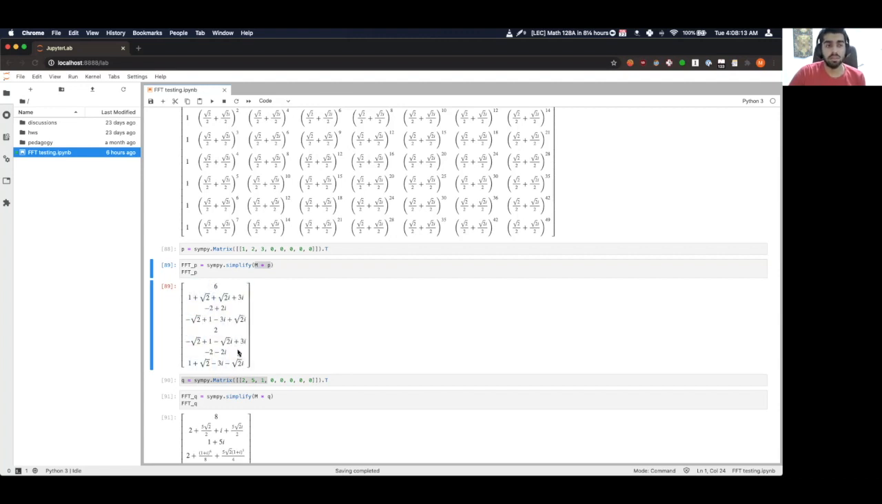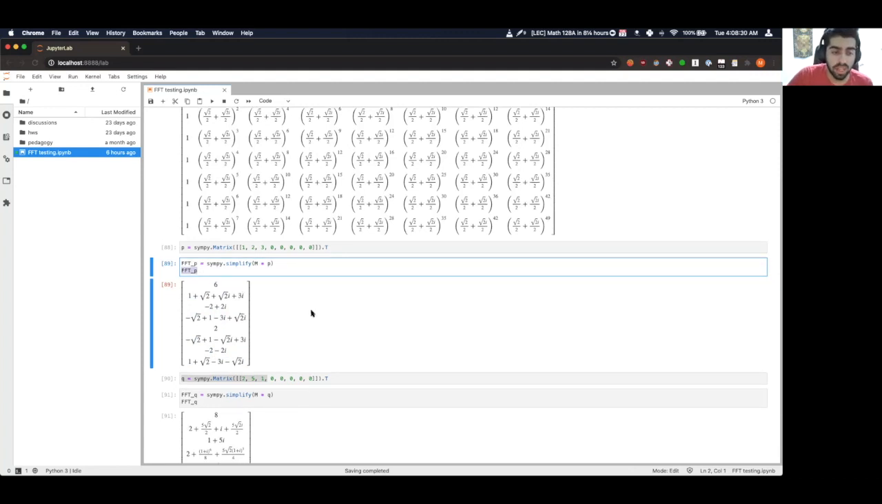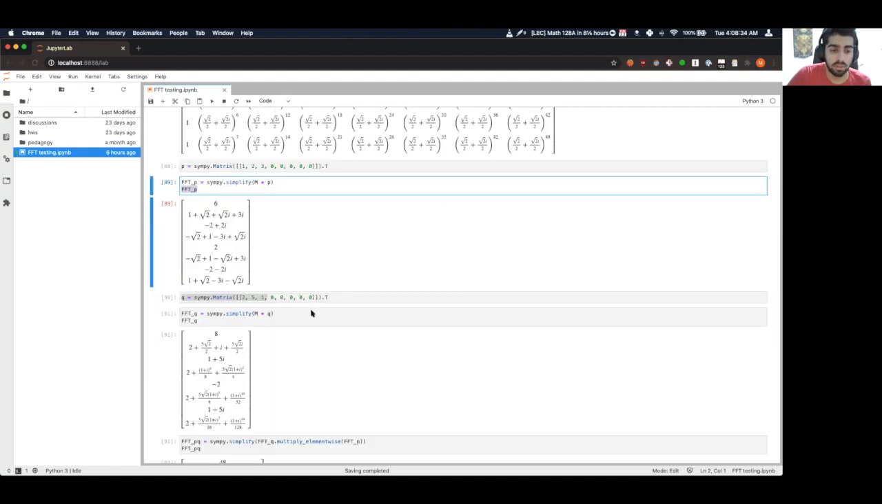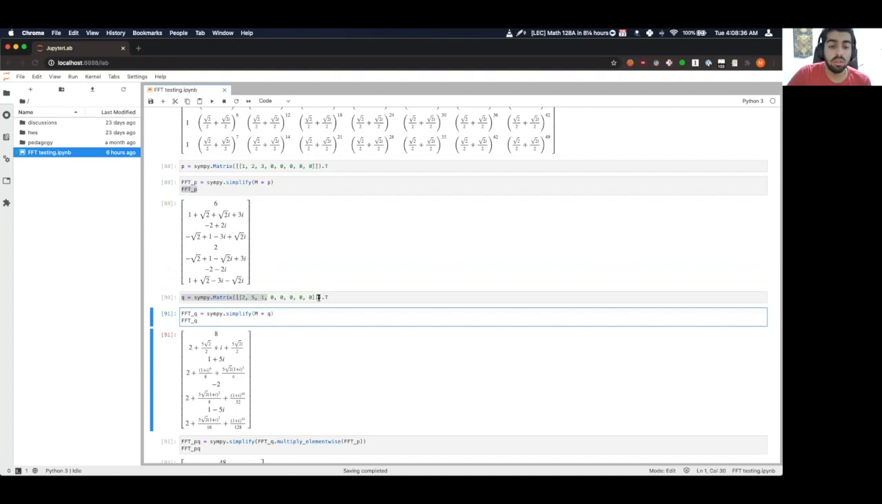So again, FFT of P is the result of evaluating P at those 8 points: P of 1, P of omega naught, P of omega naught squared, all the way to P of omega naught to the n minus 1. And then once we have the result of evaluating P at those 8 points, we want to go through and do the same thing for Q.